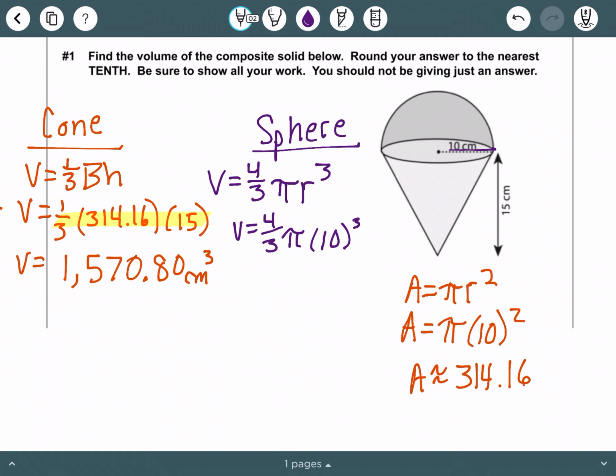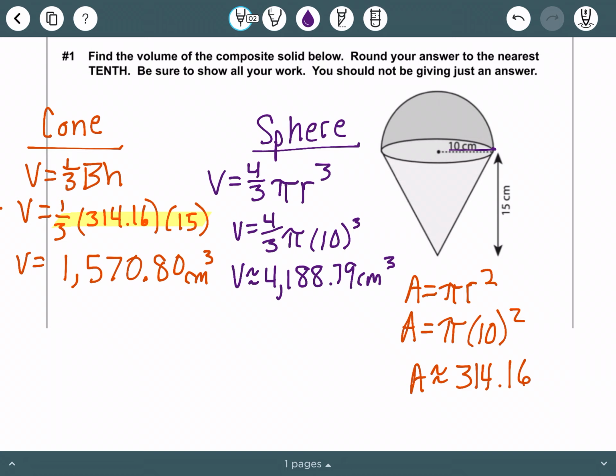And then we can go ahead and plug it all into our calculator. It's going to be 4/3 pi button parenthesis 10 and parenthesis cubed, and that's going to give us approximately 4,188.79 centimeters cubed. Now keep in mind, this is for a full sphere with a radius of 10 centimeters.